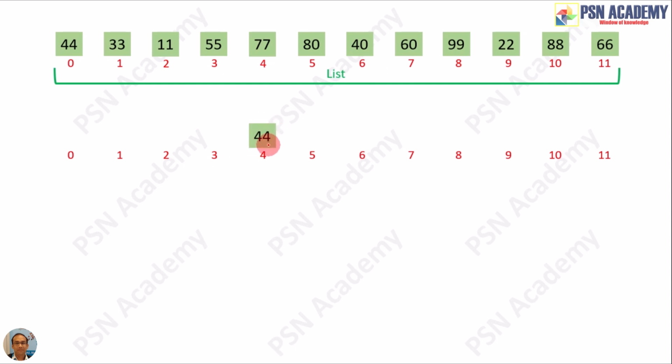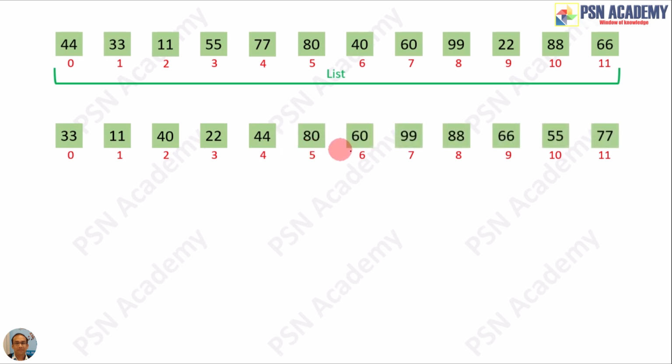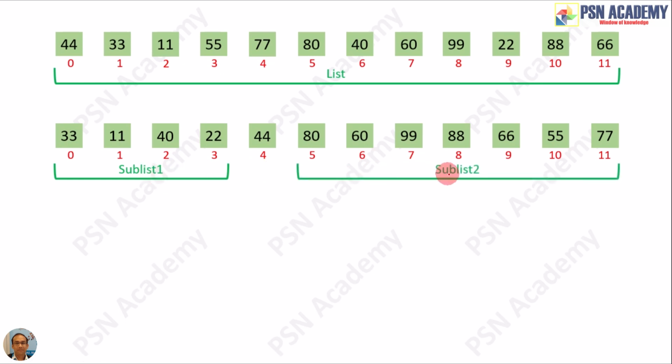So if I demand that 44 is in the correct location in this list, then all the numbers on the left hand side will be lesser than 44 and all the numbers on the right hand side will be greater than 44, isn't it? Since 44 has been correctly placed at 4, we get a sublist on the left hand side which we call sublist 1, and on the right hand side we get sublist 2. Now we apply the same technique to each of these sublists, right?